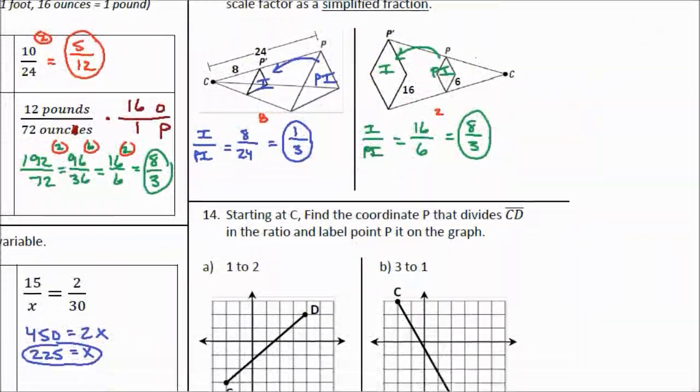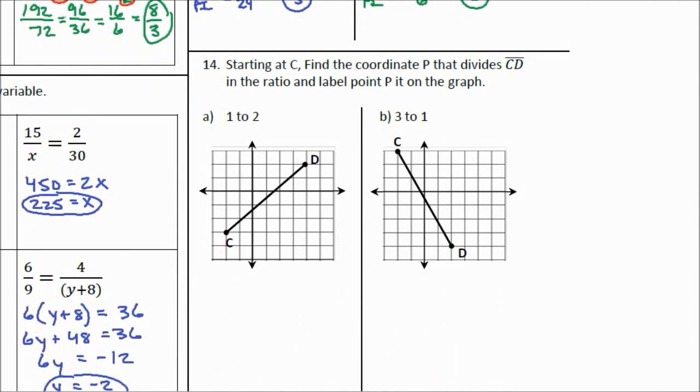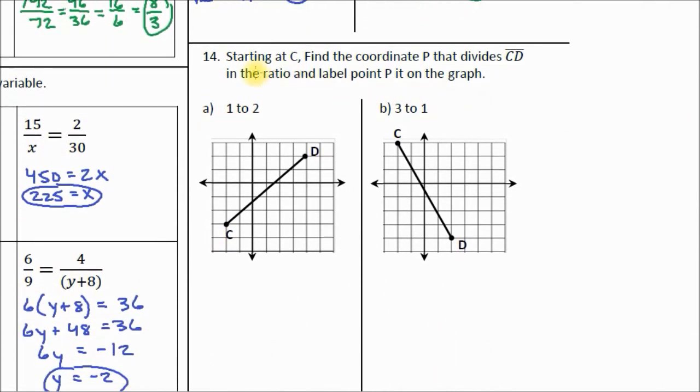Question number 14. These are the tougher ones. Starting at C, find the coordinate P that divides segment CD in the ratio and label point P on the graph. So this word we should get rid of. And label point P on the graph. Okay, so our first ratio is 1 to 2. Now class, they tell us the starting point, and that's the first thing I'm going to write.